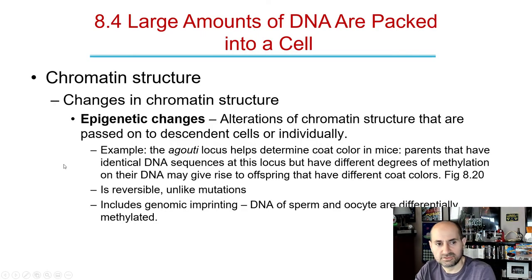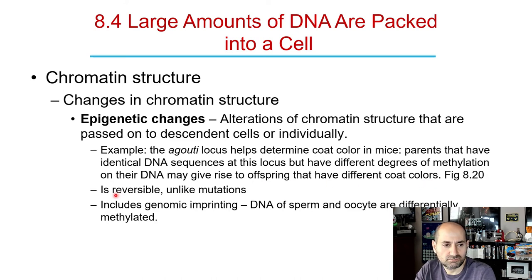So again, I was just touching on this earlier, but changes in chromatin structure are important. And a lot of times they are caused by changes to the histones. So you've got what are known as epigenetic changes, alterations of chromatin structure that are passed on to descendant cells or individually. For example, the agouti locus, I'm going to show you an image of this on the next slide. The agouti locus in mice helps determine coat color. Parents that have identical DNA sequences at this locus but have different degrees of methylation on their DNA may give rise to offspring of different coat colors.